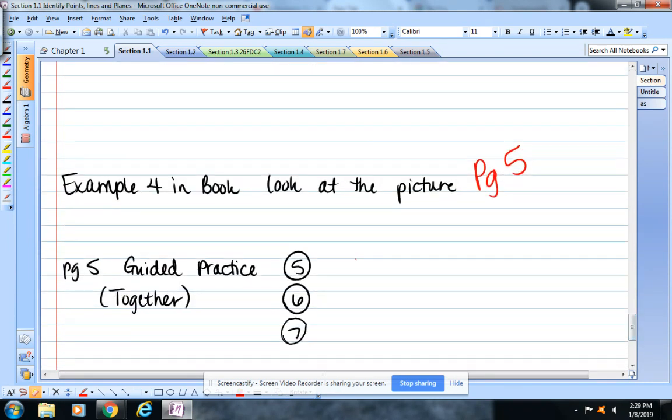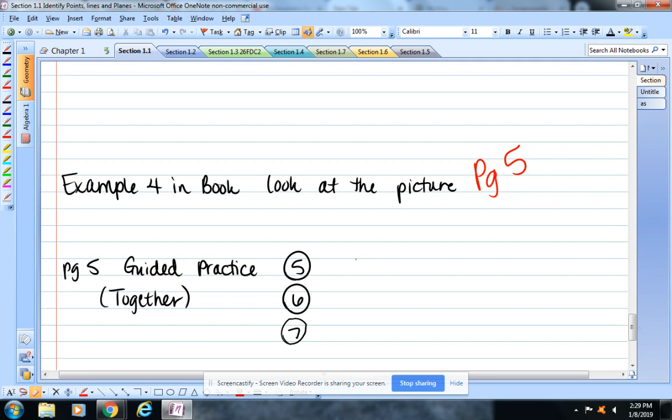All right, look at example 4, where it says guided practice on page 5. We're going to do that together. I'm not going to draw it. We're going to do number 5. Look at those 2 blue planes intersecting. Y'all see those? On page 5, this is the last thing we're doing, I promise. So y'all just help me. You don't have to write anything down. Name the intersection of line PQ and line K.